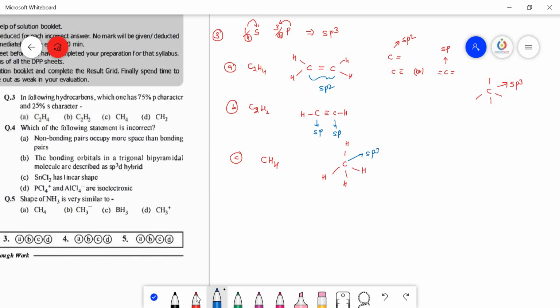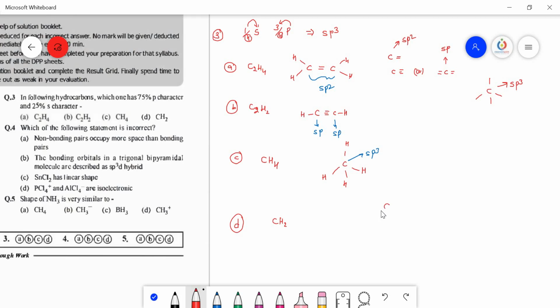Now let's try to see option D also. You should not get doubt because they just mentioned the CH2, so we have no idea about the remaining. Actually carbon valence is 4, so it has to form the 4 bonds. But here only 2 bonds are there.